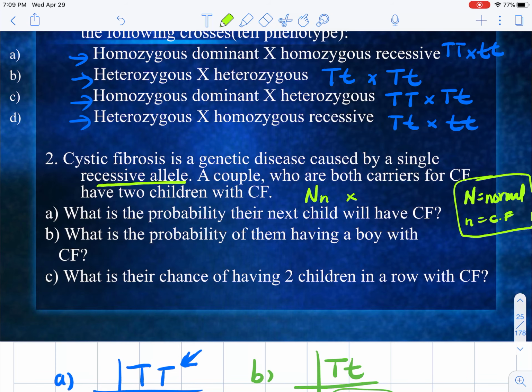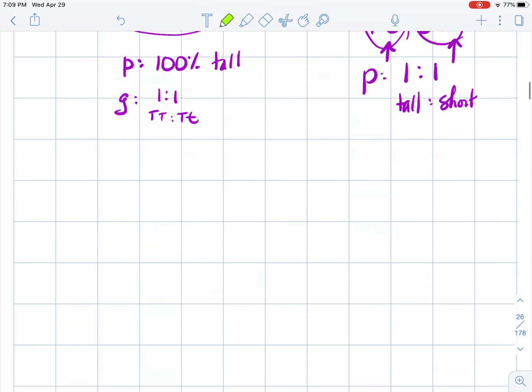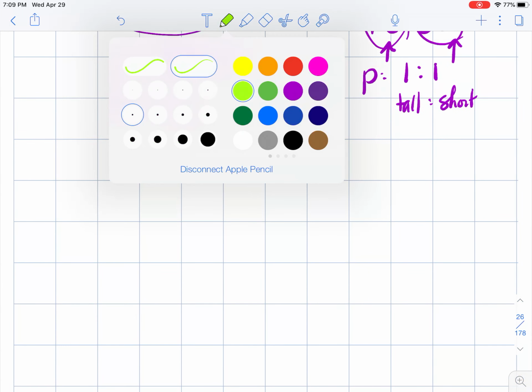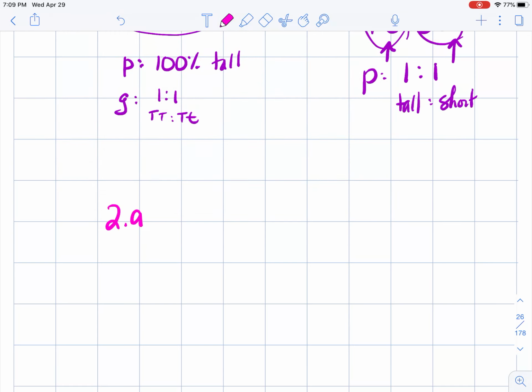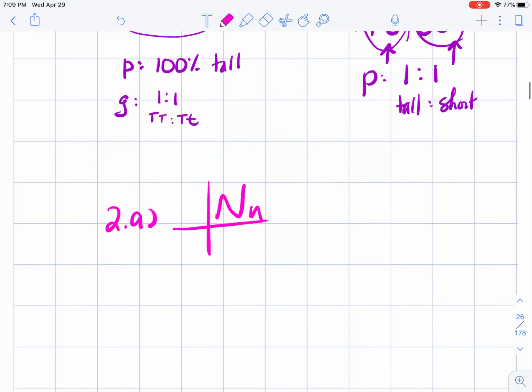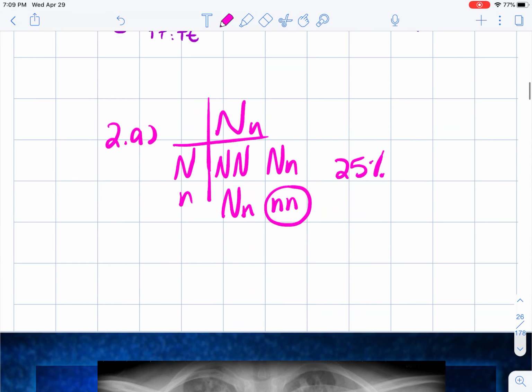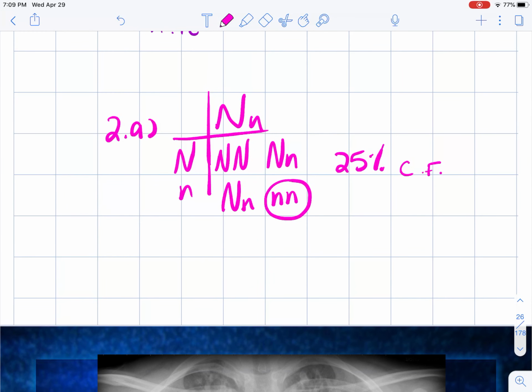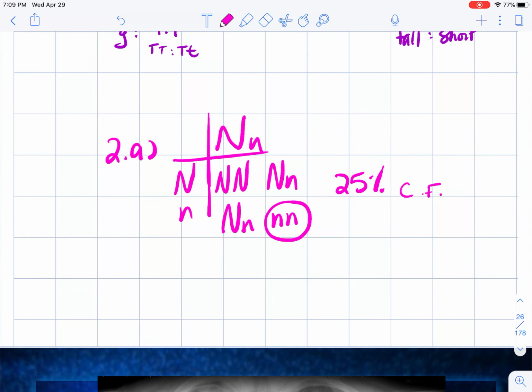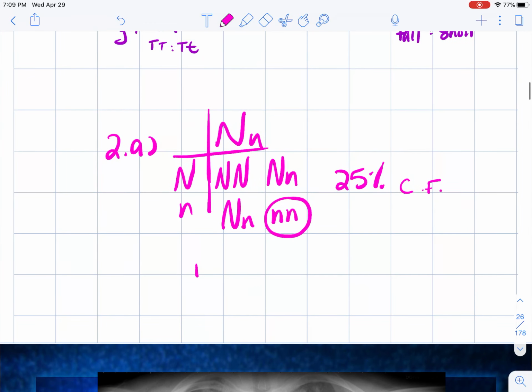But this question says that both parents are carriers. So both parents are normal, but they both are carrying a recessive gene for cystic fibrosis. So when we try this question, I'll just go down below here and give it a try. This is 2A. When we cross these two parents, both who carry a gene for cystic fibrosis, you can see that their chances of having a child with cystic fibrosis is going to be 25%.